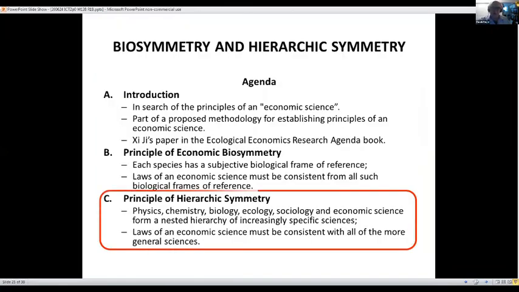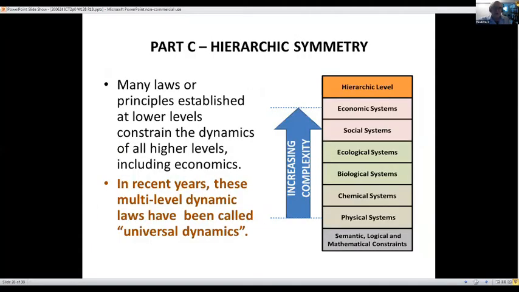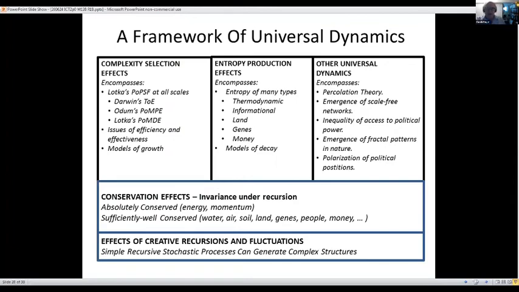Okay, let me talk about the principle of hierarchic symmetry. Going back to the hierarchy of sciences, many laws or principles established at lower levels constrain the dynamics of all higher levels, including economics. In recent years, these multi-level dynamic laws have been called universal dynamics. Now, I've taken an interest in these just over the past few years. I've collected a list and I've put them together into a framework, trying to understand how they fit together. And it's a work in progress, but this is what it looks like at the moment. I'm going to describe essentially what's happening in each box, starting from the bottom up.